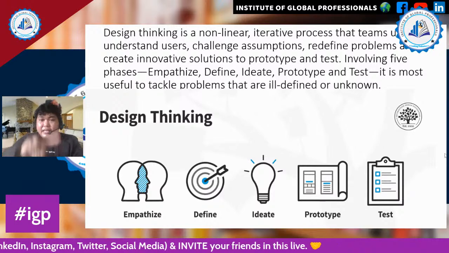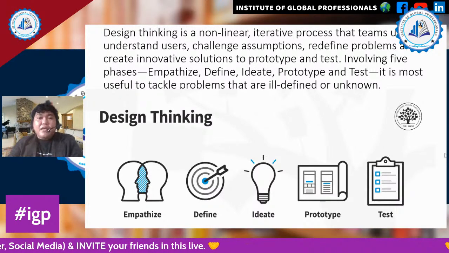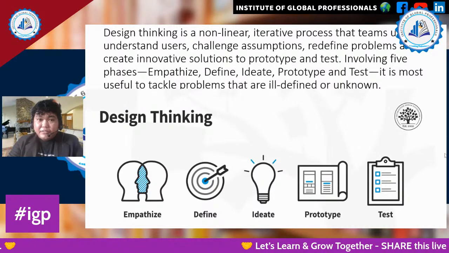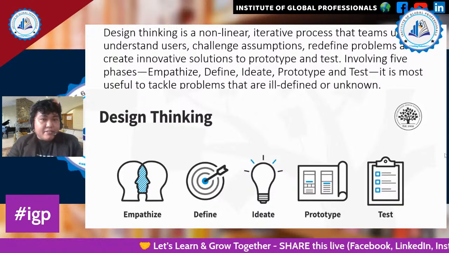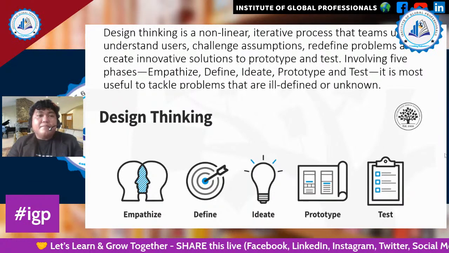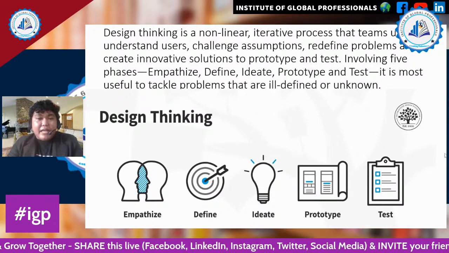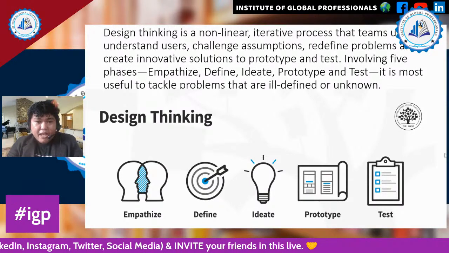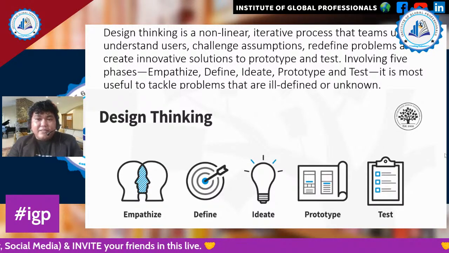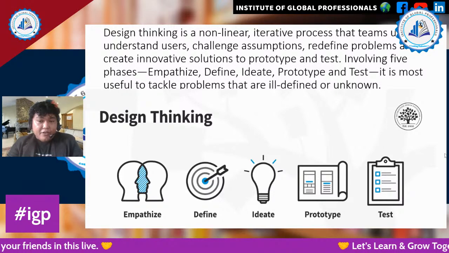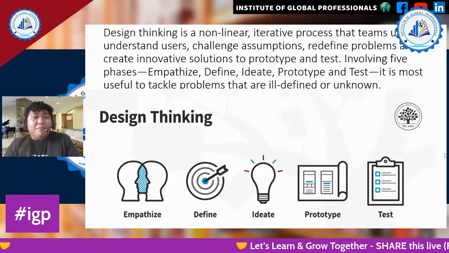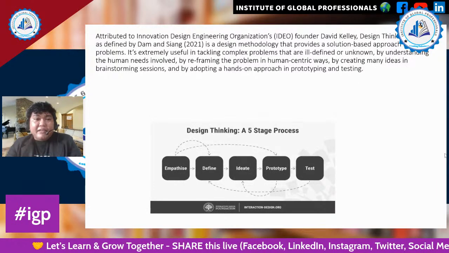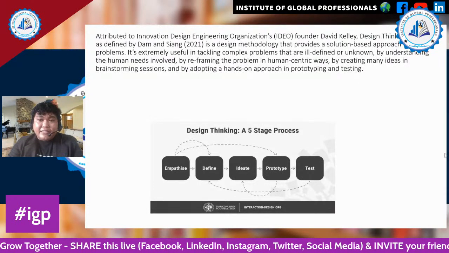When I say nonlinear, it's actually cyclical, wherein the teams use this to understand the users, or in this case, to understand the students, challenge assumptions, redefine problems, and create innovative solutions to prototype and test. So the five major steps include empathize, define, ideate, prototype, and test. Well, after testing, and if it's already good, there is another step, which is to implement the tested prototype. This is attributed to David Kelley of the Innovation Design Engineering Organization.